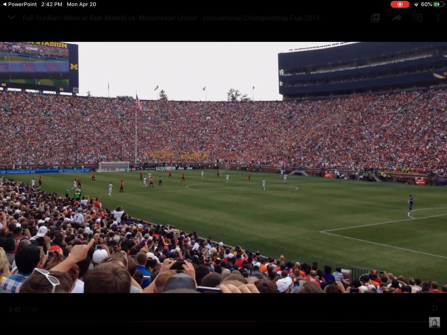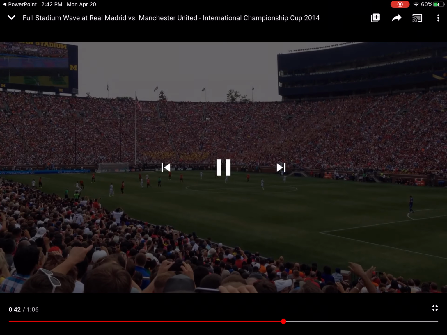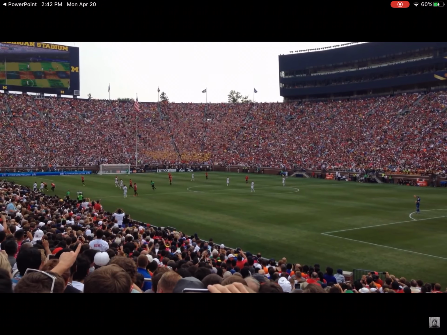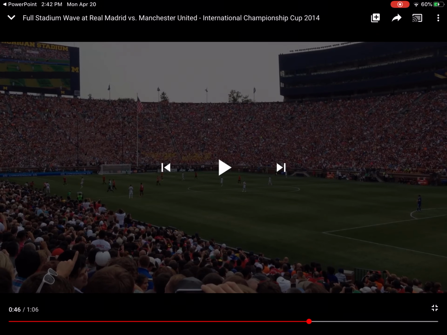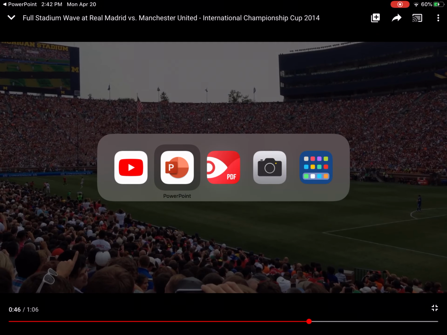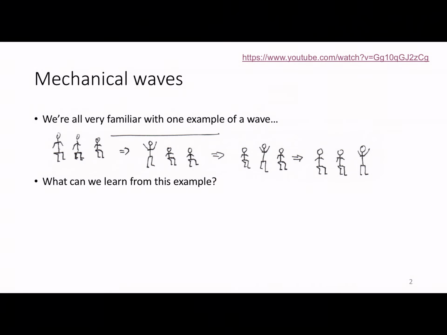See the wave as it moves through the stadium. So the wave is moving across the stadium. And that turns out to be a very good example of what's called a wave or a wave pulse. And the reason I want to keep coming back to this type of wave is that we can learn a lot about how waves work from this one example.